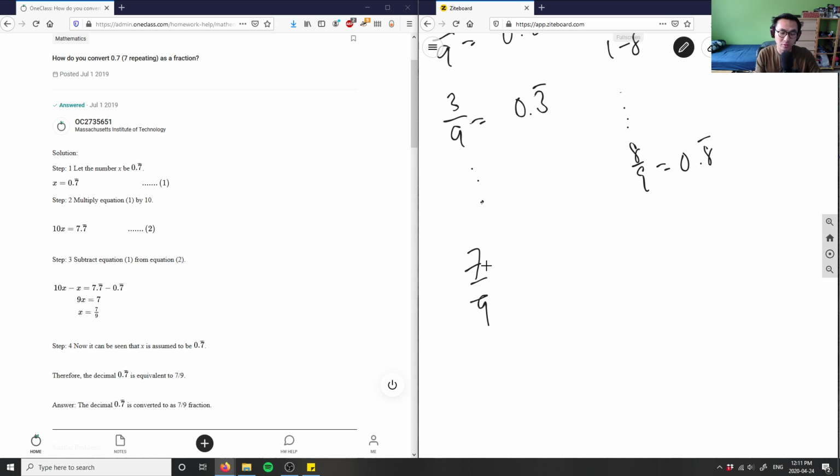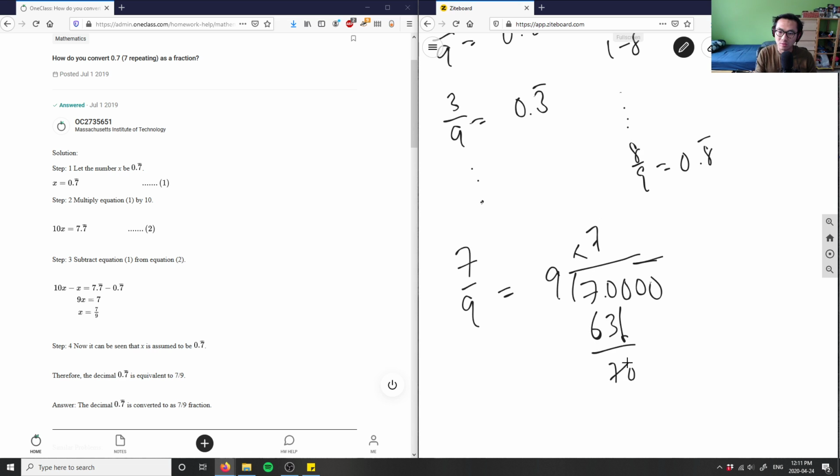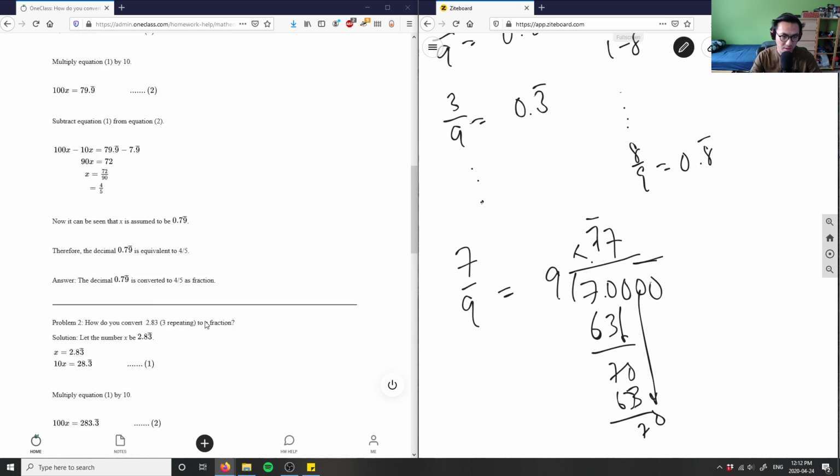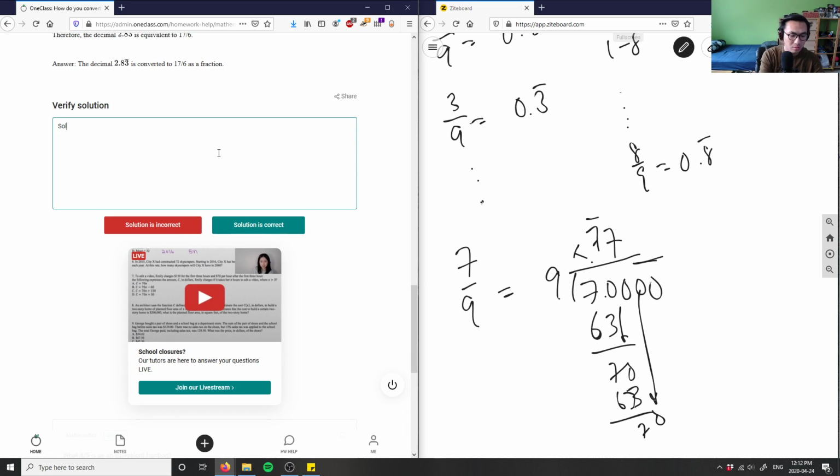I would simply take 9 and divide it into 7.000, and this here would be 63. As you can see, this is just simply 7 repeating itself over and over again. So this is 0.7 bar here. That's basically what this question is. So this solution is correct. Good analysis.